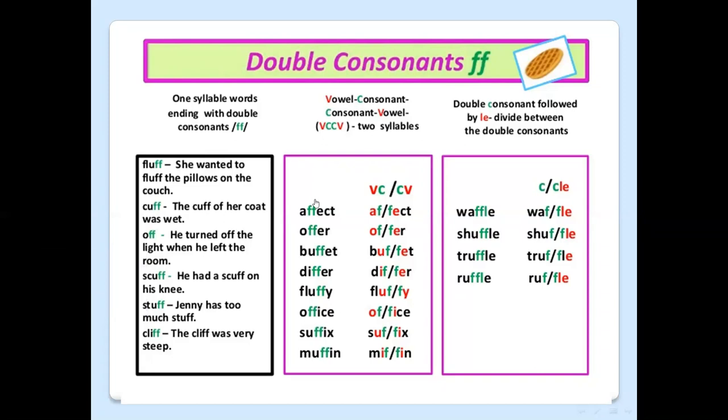Now, the second situation, when do we use double F? When we have two syllables, vowel, consonant, consonant, vowel, same as with D. Effect. We have here two syllables. The first syllable, vowel, consonant, and the second syllable, consonant, vowel. Office. The first syllable is vowel, consonant, and the second syllable is consonant, vowel. The last condition, when do we use double F? When we have double consonant followed by L-E.